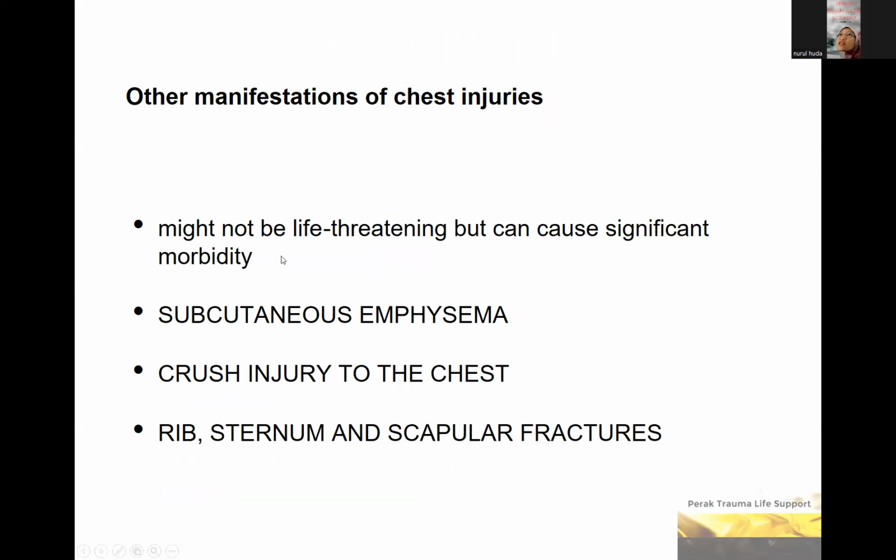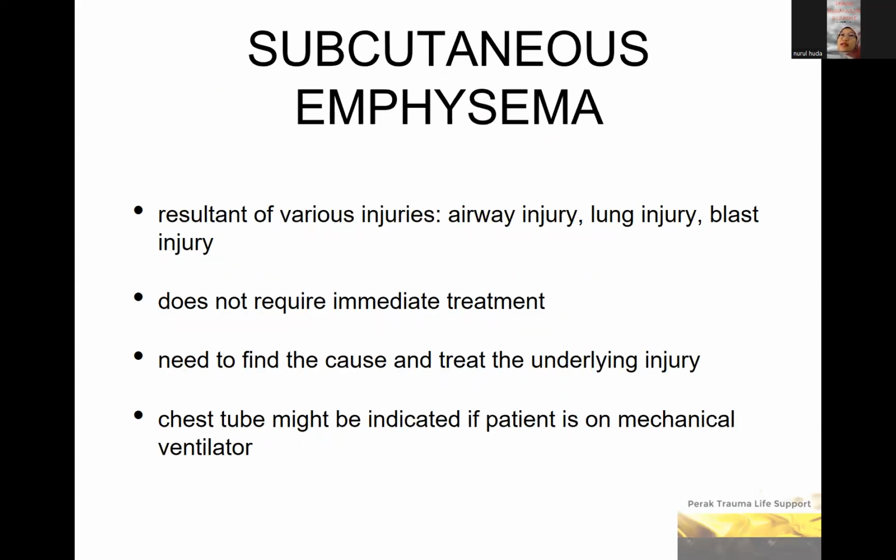Other manifestations of chest injuries might not be life-threatening but can cause significant morbidity, such as subcutaneous emphysema, crush injury to the chest, and fractures of the ribs, sternum, and also the scapula. So subcutaneous emphysema is basically gas in the subcutaneous tissue that can result from various injuries. It can result from airway injury like tracheobronchial injury, lung injury, and also blast injury. It basically does not require any immediate treatment. However, it is very important for you to find the cause and treat the cause.